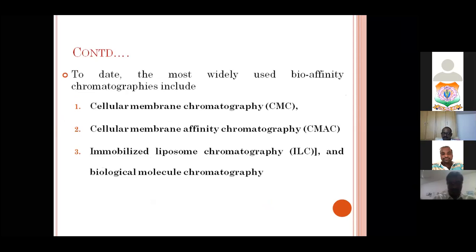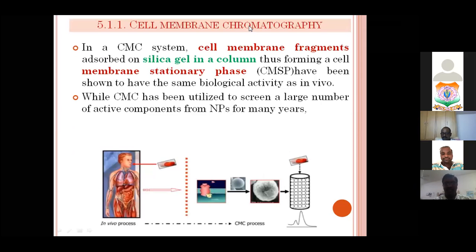Today, on the same bioaffinity chromatography, there are many different kinds. One is cell membrane chromatography, another is cell membrane affinity chromatography, another is immobilized liposome chromatography, and biological molecular chromatography. Briefly, one after the other, I will explain to you. See, cell membrane chromatography. Am I audible to you all?